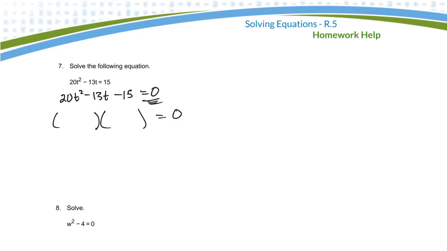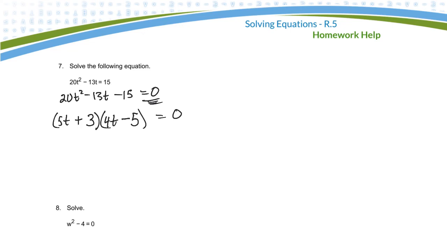I'm trying 20, let's go 5t and 4t maybe. And I have to get 13 out of the deal. 5 and 3, I think that'll work. Put a 5 here and a 3 there. The bigger one will be negative. This will be positive, I'm hoping. Let's just FOIL it and see.